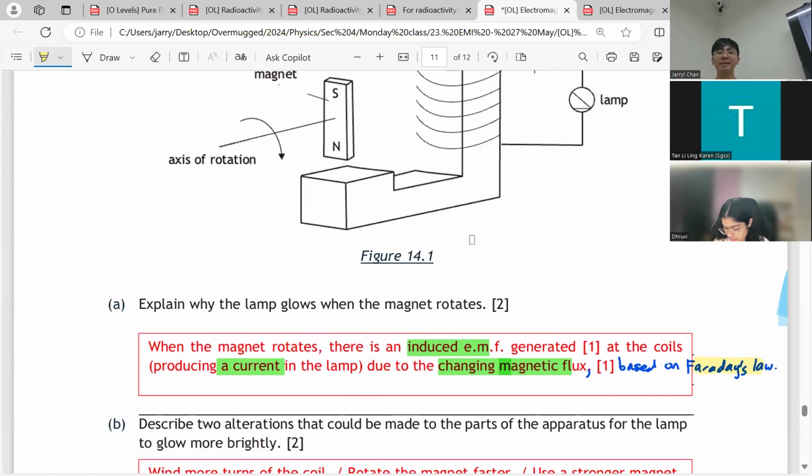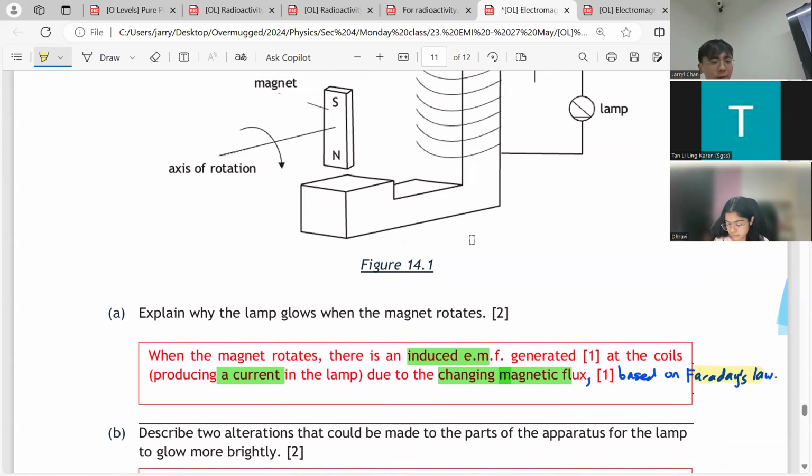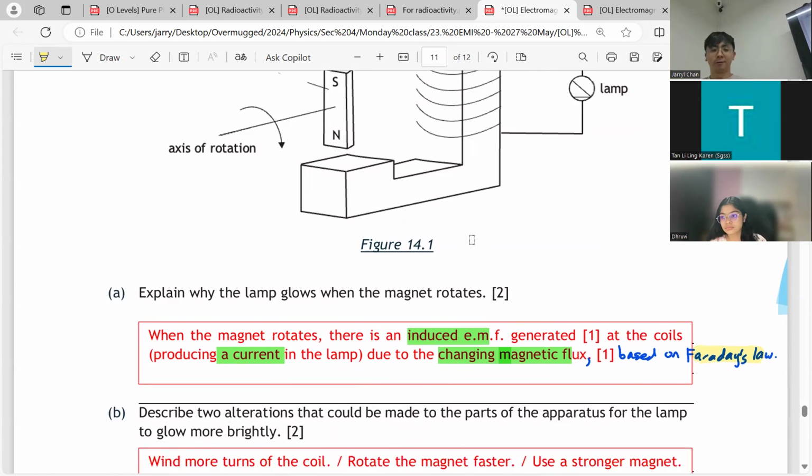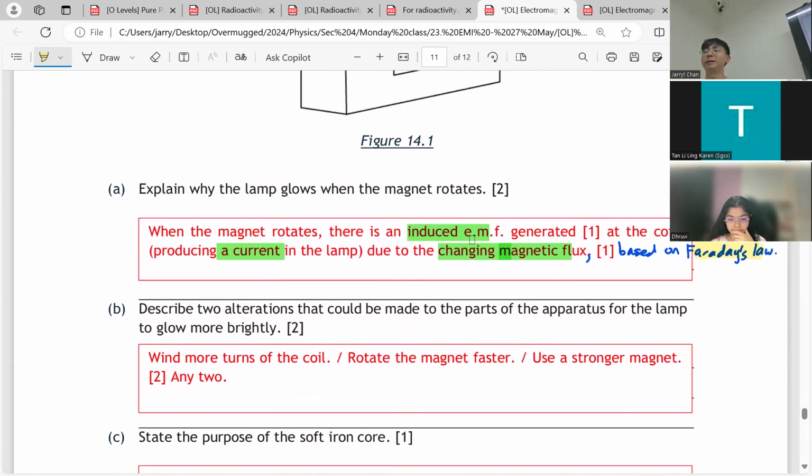Part B, two alterations to make the lamp glow more brightly. Easy. Now that we have gone through the idea again and again, I think this should be pretty easy. Either I use a stronger magnet, wound the wire with more turns, possible answers. Rotate the magnet faster, also possible as well.